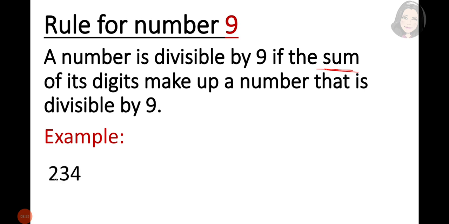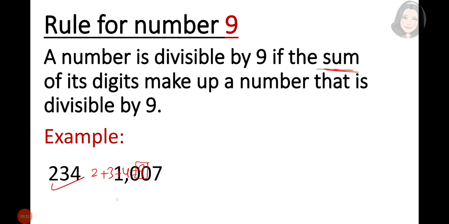For example, if I have the number 234, what am I going to do? Start by adding the digits. 2 plus 3 plus 4, that's going to be a 9. And if you divide the 9 by 9, it's going to be a 1, remainder 0. So the number 9 is divisible by 9, then the number 234 will be divisible by 9.